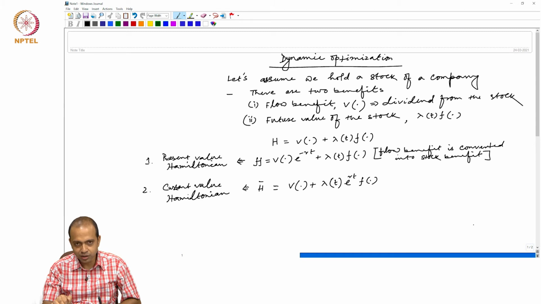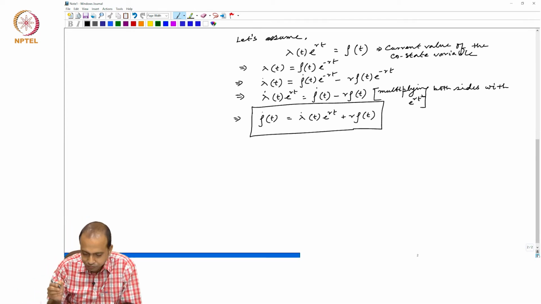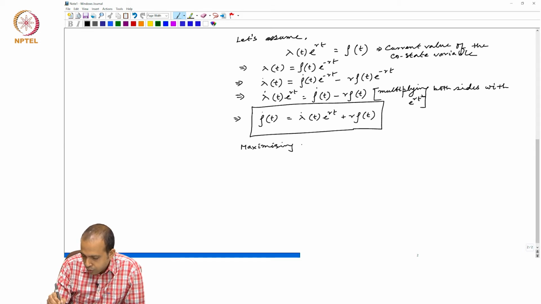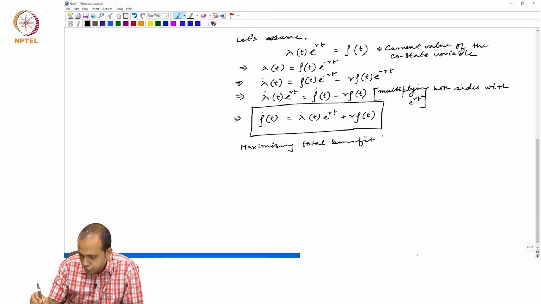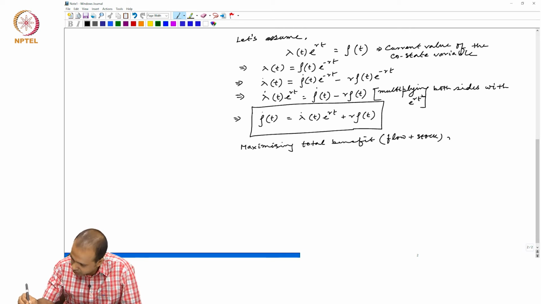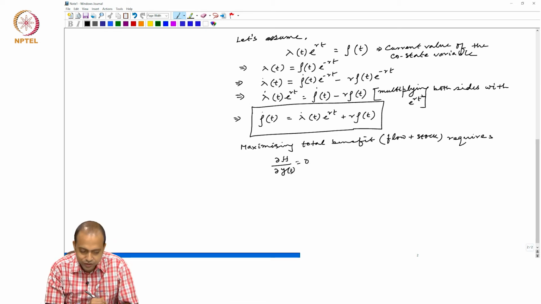If we derive, then we will get the present value Hamiltonian, and if we try to maximize the total benefit, flow plus stock, what is required? Del H del y t equals to 0, that is all.